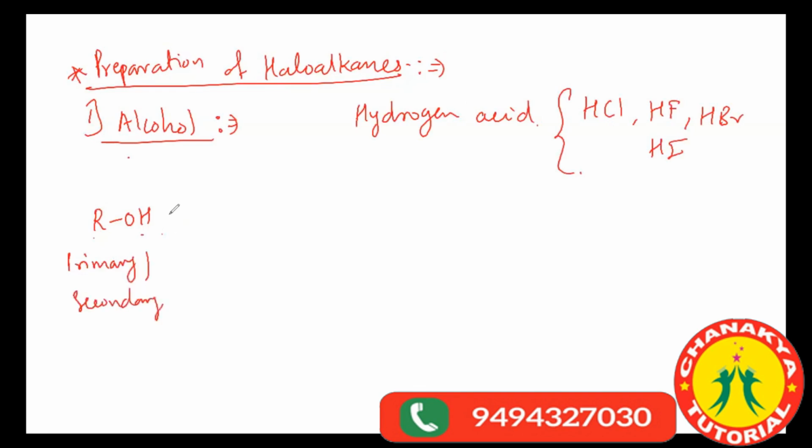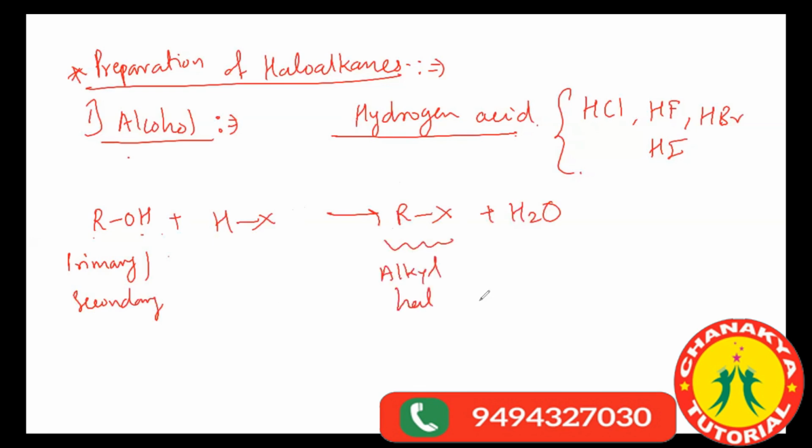When it is connected with what? HX, any hydrogen acid. Right? When it reacts with any HX, what will you get? RX plus H2O. This is your general reaction. Correct? And this will be what? Alkyl halide. Isn't it? Yes, ma'am. I have written here primary and secondary.